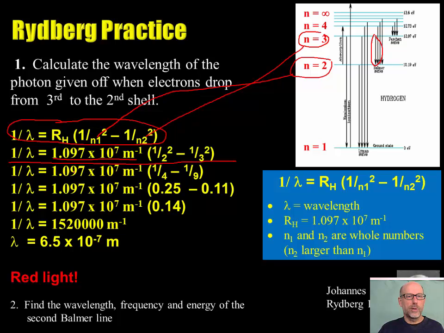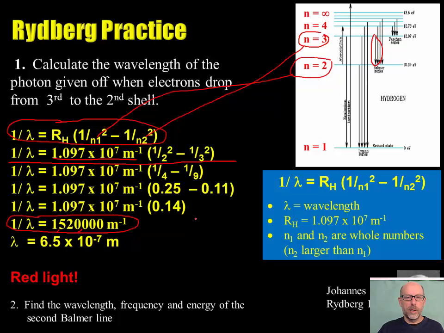So we have 1 over lambda equals 1.097 times 10 to the 7th per meter times 1 over 4 because 4 is 2 squared, minus 1 over 9, because 9 is 3 squared. So now if we turn these numbers into decimals, 1/4 is 0.25, 1/9 is 0.11, and we subtract them, we have 0.14. So now all we need to do is multiply 0.14 times this Rydberg constant. The number that we get is 1,520,000 per meter. We need to solve for lambda, which is wavelength, in meters.